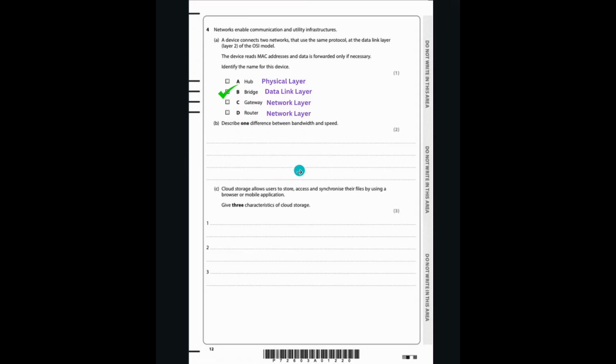Describe one difference between bandwidth and speed. So bandwidth is actually the road that is provided by the internet so that data can pass through the road, right? If the number of roads is greater, suppose I have 5 cars and 5 roads, that means 5 cars can go using 5 roads within 1 second, right? But if I have 1 road and 5 cars, then for passing that road the 5 cars need 5 seconds, because the cars will go one by one.